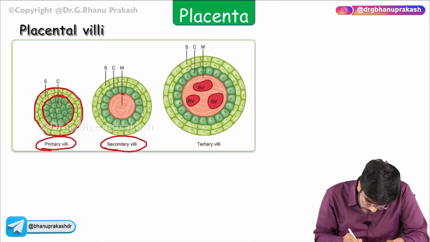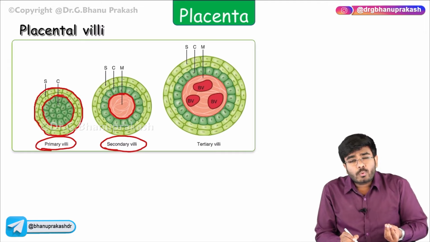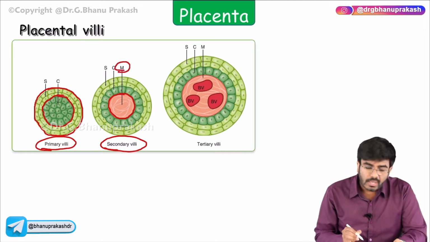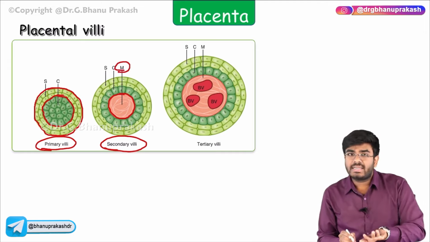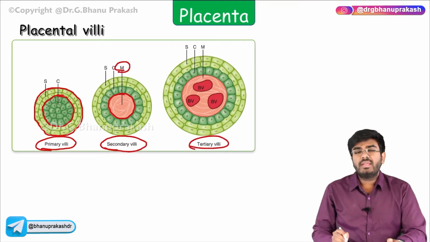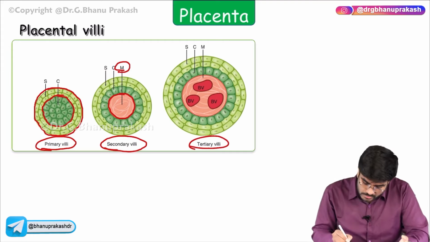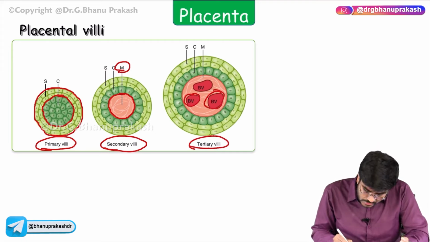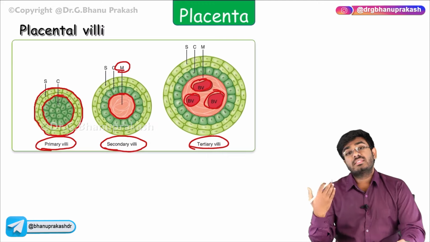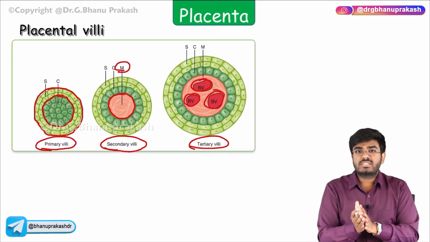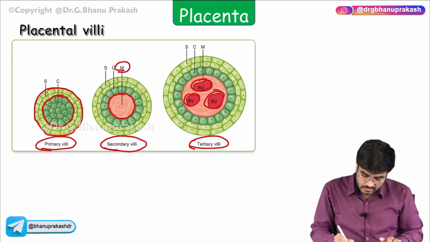So, please concentrate. Inside the primary villus, there is development of, or a protrusion of the mesoderm into the primary villi. This is called a secondary villi. Now, what exactly is a tertiary villi? Tertiary villi is nothing but, in the mesoderm, fetal blood vessels are going to develop. So the blood vessels of the fetus are going to develop in the secondary villi. Whenever blood vessels develop, it is known as tertiary villi.